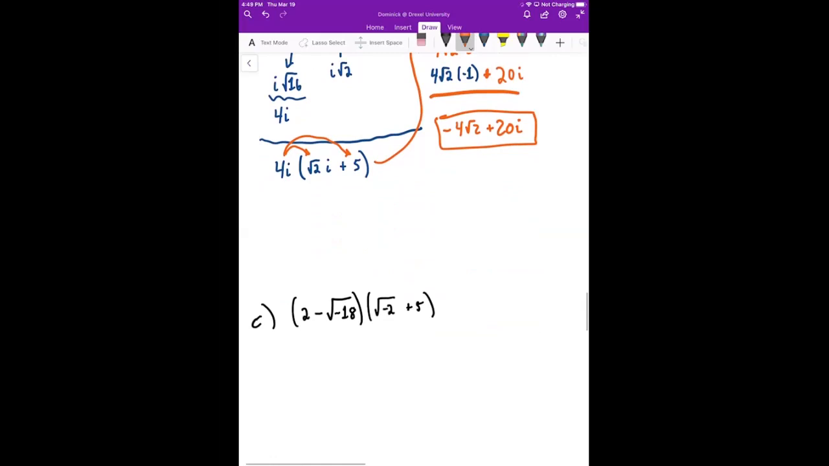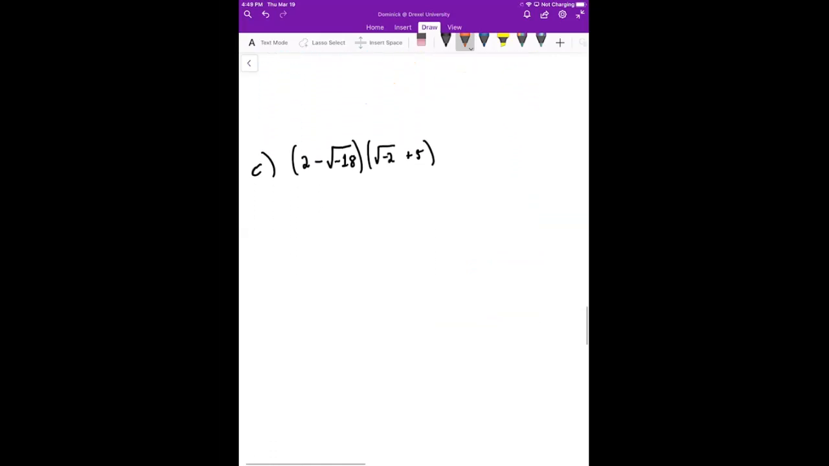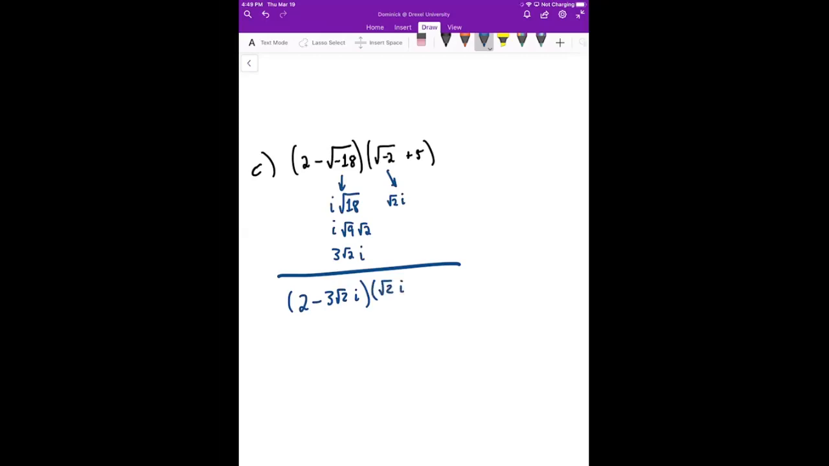We'll do one more for multiplying, and then we'll talk about dividing. Again, same as the last one, we want to convert to a plus bi form. So this we can write as an i square root of 18. And 18 we can think of as 9 and 2, so this will become a 3 square root of 2 times i. And we just saw square root of -2; the best we could do with that is square root of 2i. So now what we have is 2 minus 3 square root of 2i times the quantity square root of 2i plus 5.